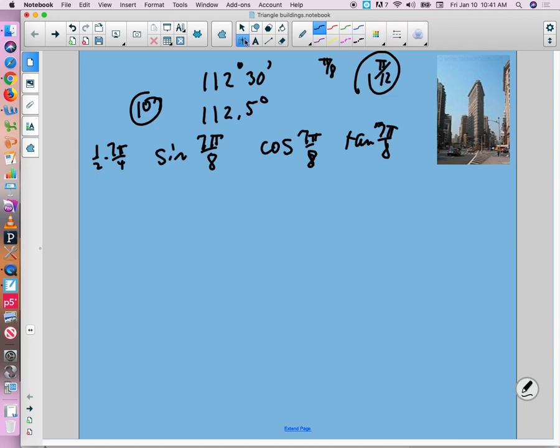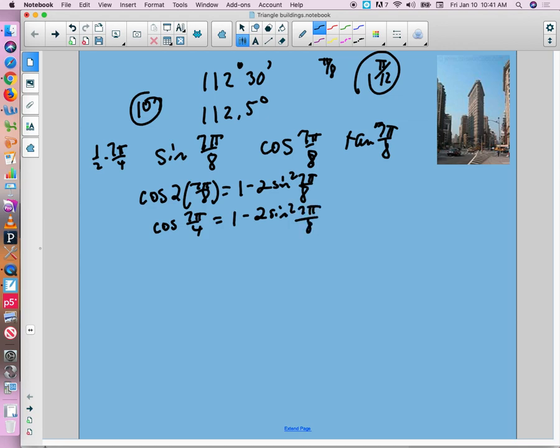All right, but anyway, what I'm going to do is cosine of 2 times 7 pi over 8 is equal to 1 minus 2 sine squared of 7 pi over 8. I can find the left-hand side. This is the cosine of 7 pi over 4, equal to 1 minus 2 sine squared of 7 pi over 8. Cosine of 7 pi over 4 is root 2 over 2, because it's in the fourth quadrant where cosine's positive.